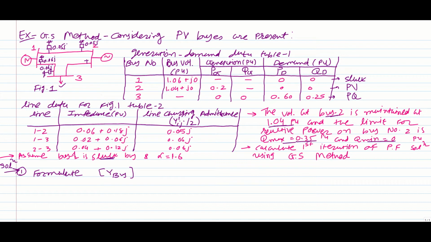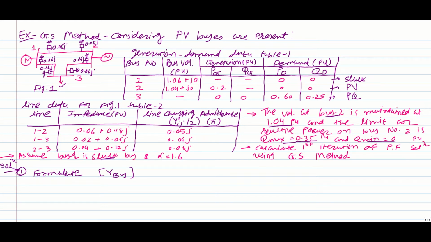Line number 2, 3. So for line 2, 3, it is 0.06. Same way over here, 0.06. So I hope you are clear that line charging, or we can say shunt admittance offered by the transmission line, is equally divided at both sides of the transmission line, because we are considering the nominal pi model. If you wish, you can write over here pi model of transmission line. That's why it is equally divided.